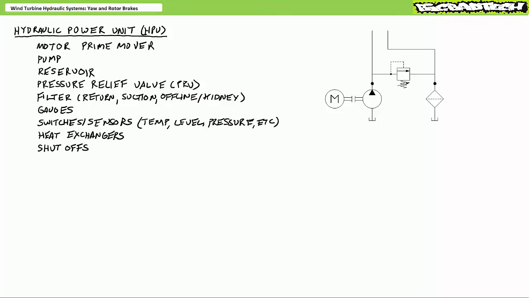You'll note the schematic symbol for an HPU might show multiple reservoir symbols. This does not mean there are multiple reservoirs, but rather simplifies the illustration of a larger schematic and prevents working lines from crossing over one another.